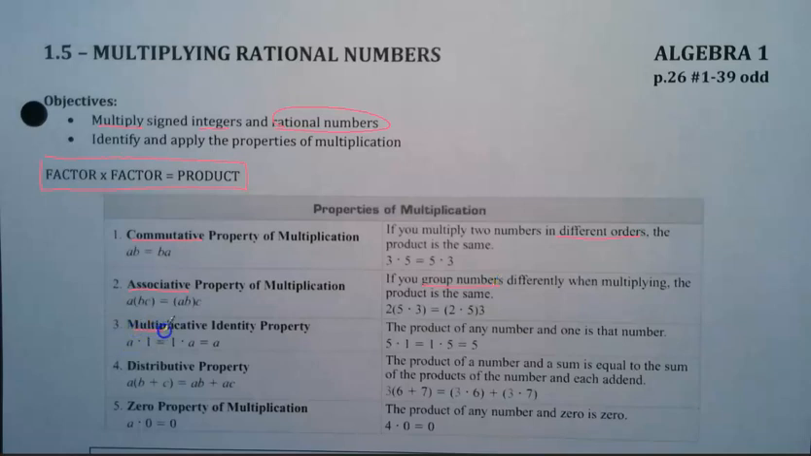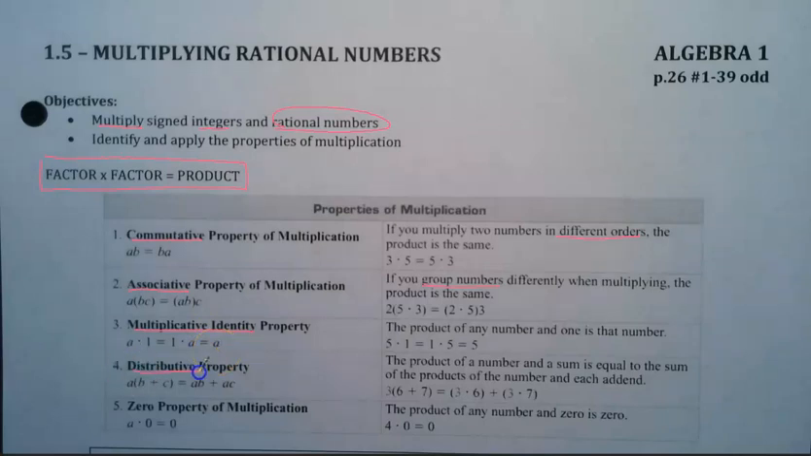Multiplicative identity property. This is the product of any number and 1 is that number. So 5 times 1 equals 1 times 5. That's that commutative, which equals 5. So A stands for any number, right? Any number times 1 is equal to 1 times any number. It's always going to equal A, any number. So whatever number you put in there.